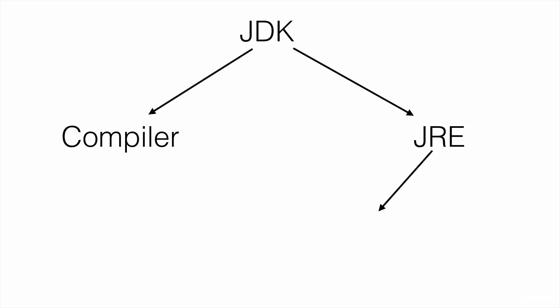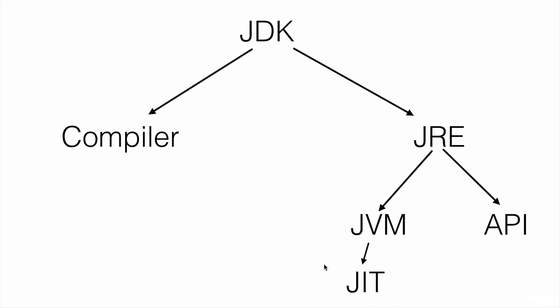The JRE in turn has a JVM, and it comes with a set of APIs or libraries that are ready to use. The JVM uses a just-in-time compiler to do its work efficiently. We'll learn more about JVM and JIT in the next lecture as well.